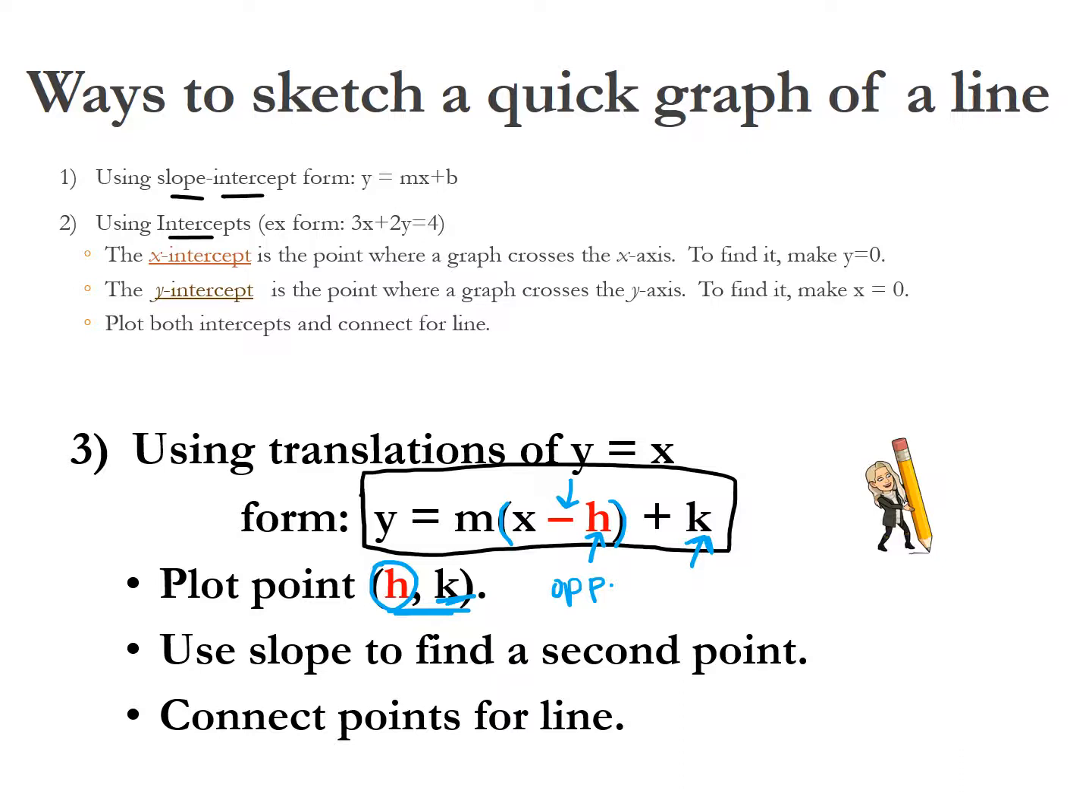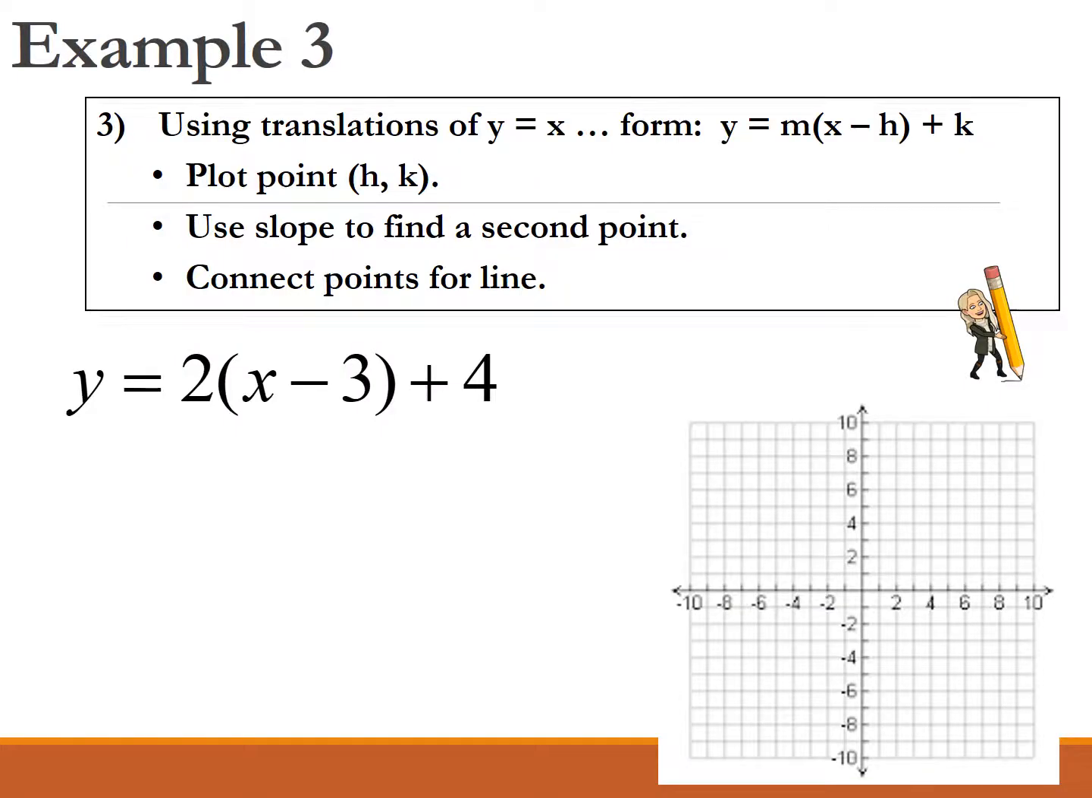I'm going to plot that point and use the slope, which is that m value. Remember, that's my slope. Use that slope to find a second point. And once I found the second point, then I'm going to connect the points to form a line. So let's try an example of that.